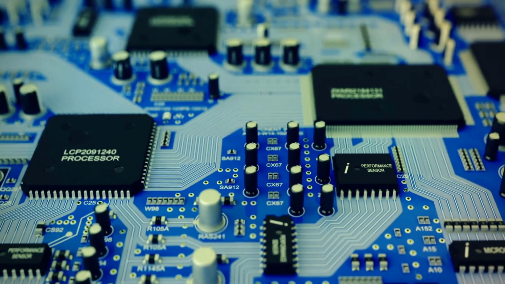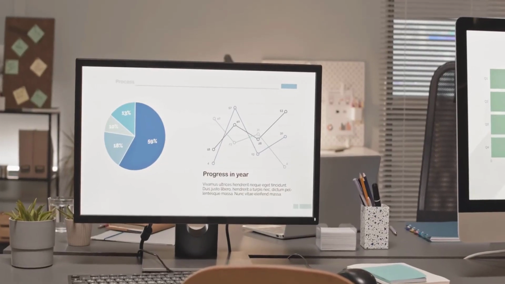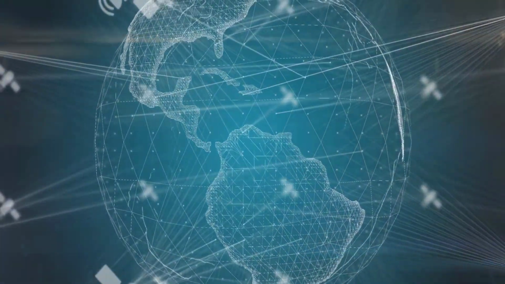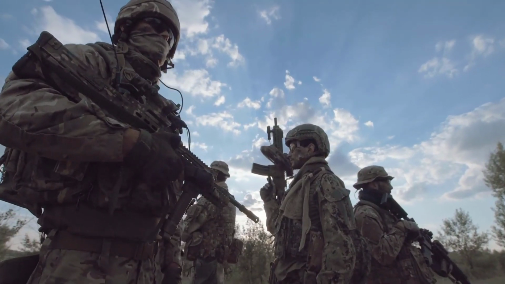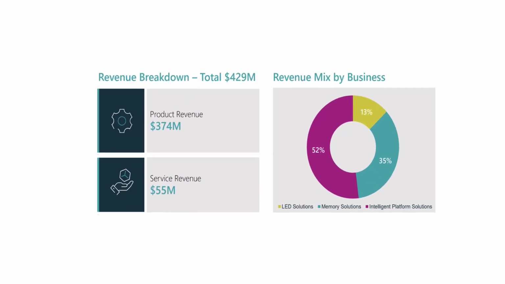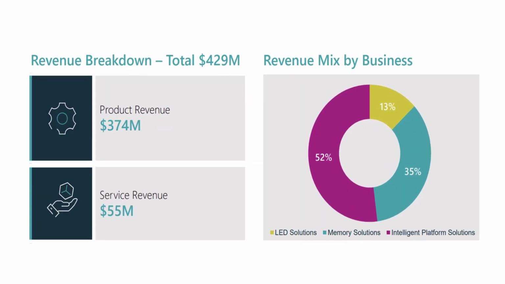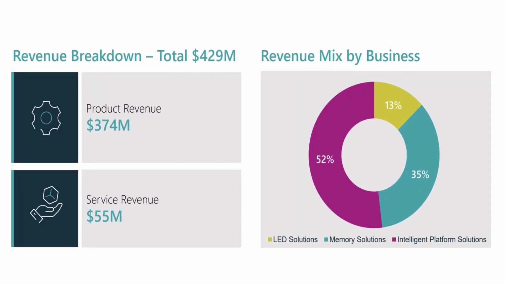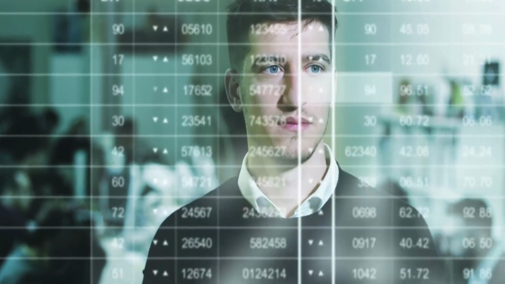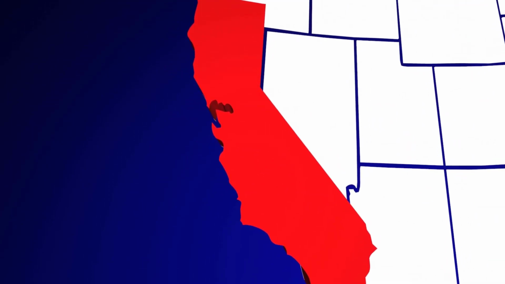Smart Global is a designer, developer, and supplier of electronic subsystems to companies in the computer, industrial, networking, telecommunications, aerospace, and defense markets. They break down their revenue in three categories: intelligent platform solutions, which is 52%, memory solutions, which is 35%, and LED solutions, which is 13%. This percent breakdown is from the company's second quarter 2023 quarterly filings that was done earlier this month. The company is headquartered in Milpitas, California, and was founded in 1988.